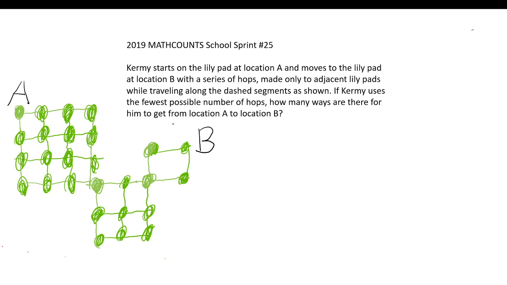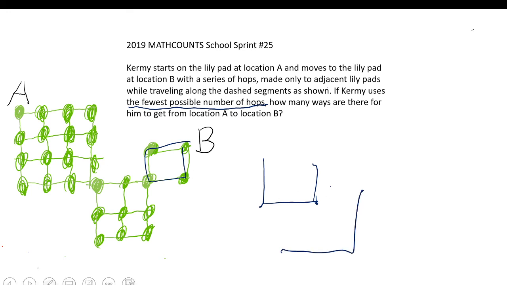Those are the only ways we can travel along the figure to get from point A to point B. Kermie uses the fewest possible number of hops. Remember, we discussed this. If we're getting from A to B, we only go down or to the right. We don't go up, because that would be a waste of time. Unless we're over here and we need to get from here to here or here to here, then we can go down or up. So we could go up, but we can't do this. We can do this, but we can't do that. We cannot repeat the same thing. So fewest possible number of hops, that's what we're dealing with.